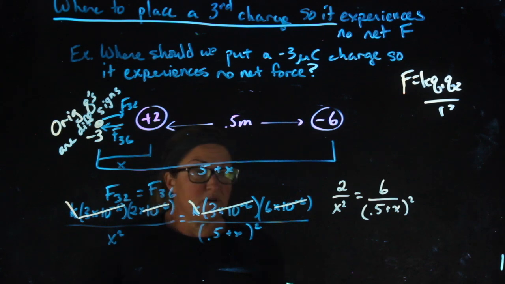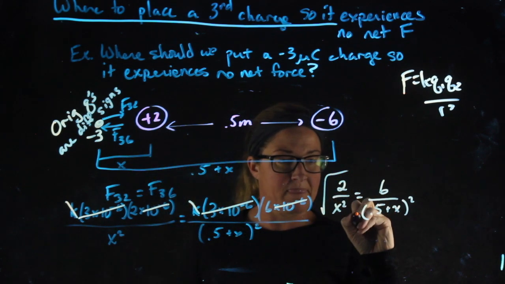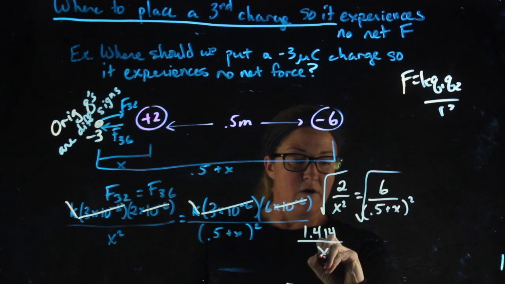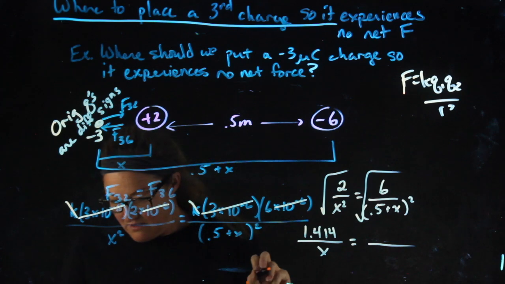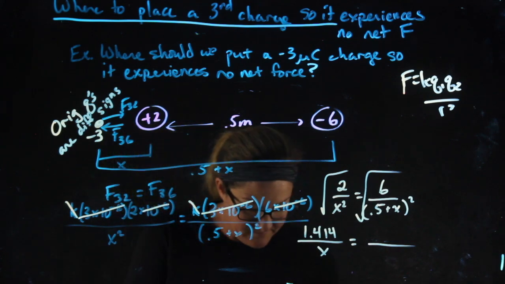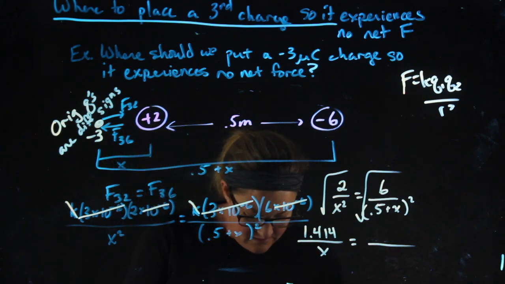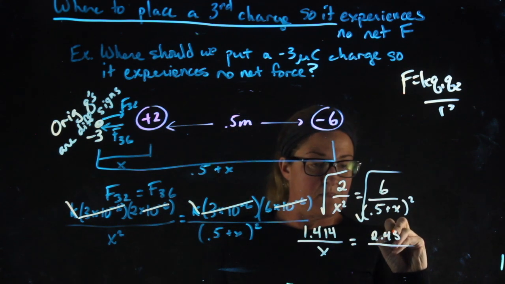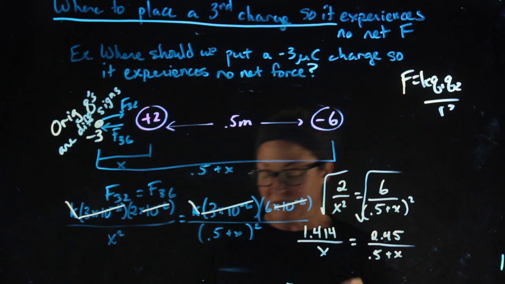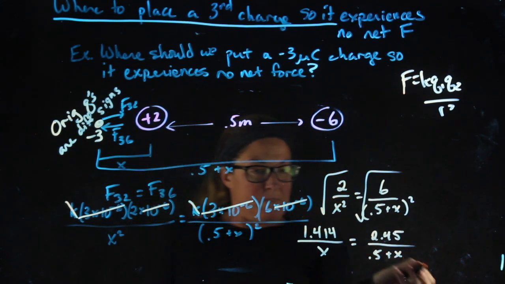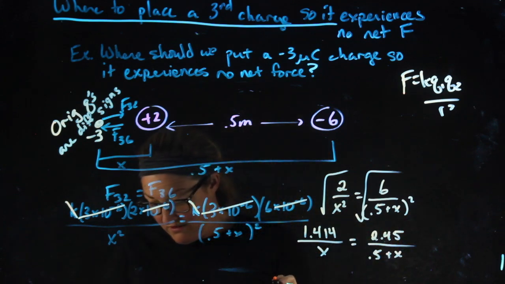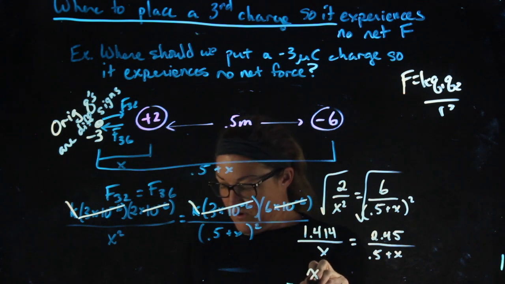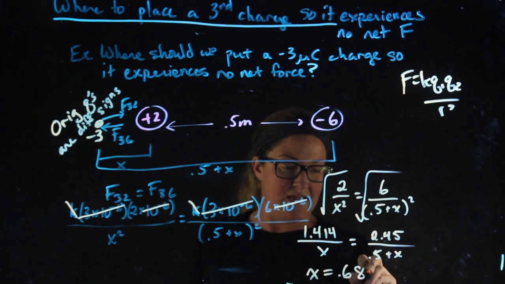Once again, I'm going to take the square root of both sides. Rad 2 gives me 1.414 over x equals rad 6, 2.45, over 0.5 plus x. Cross multiplying, distributing, when I solve, x equals 0.68 meters.